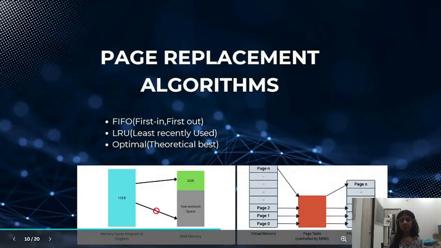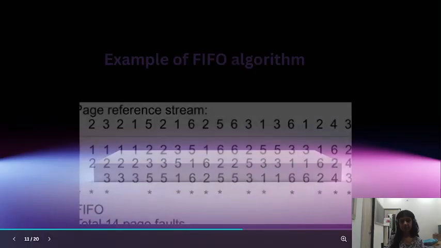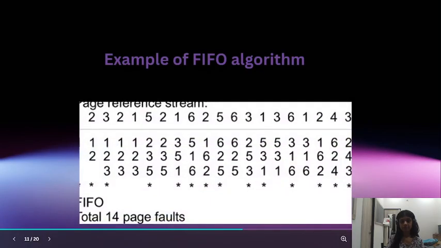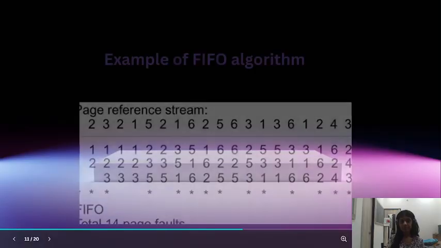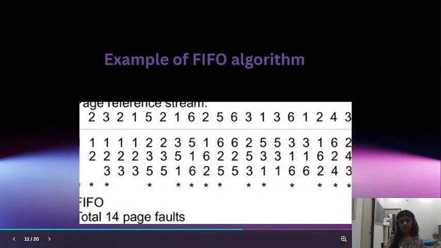Page replacement algorithms. There are different kinds of algorithms. First is first in first out, least recently used, theoretical best. I would like to name the least recently used LRU and theoretical best optimal. Again, this is an example of FIFO algorithm. So let's move on to the other topic.